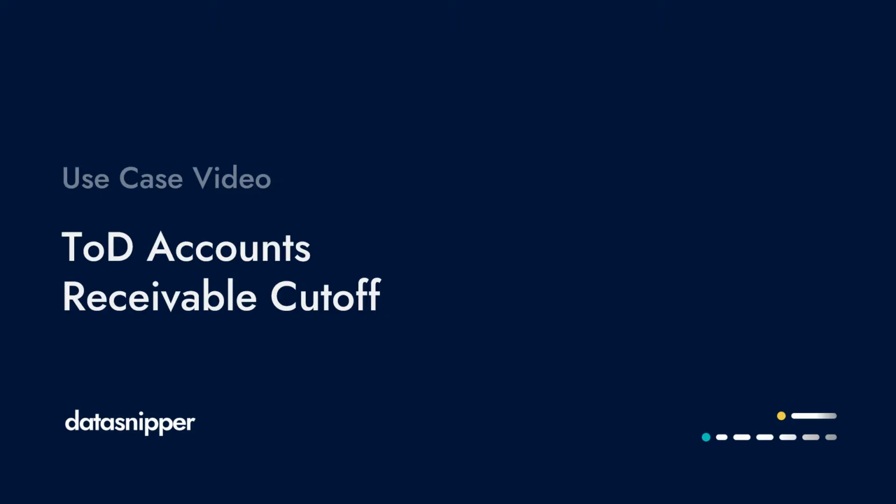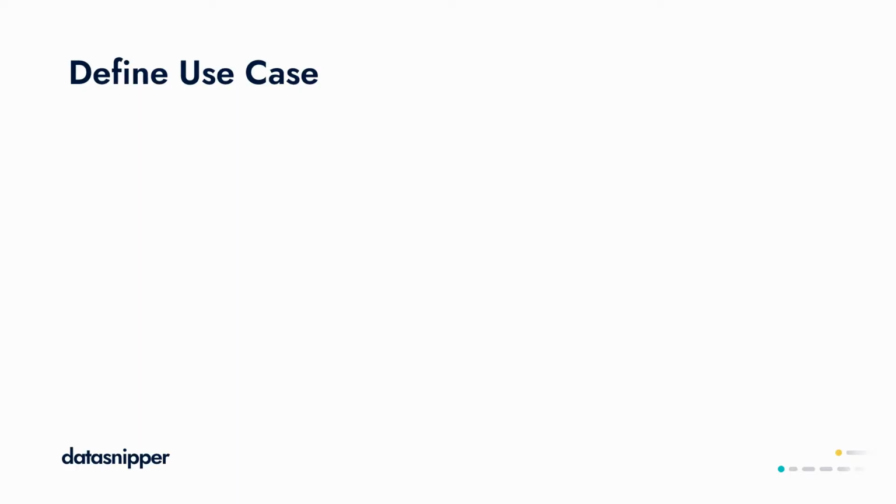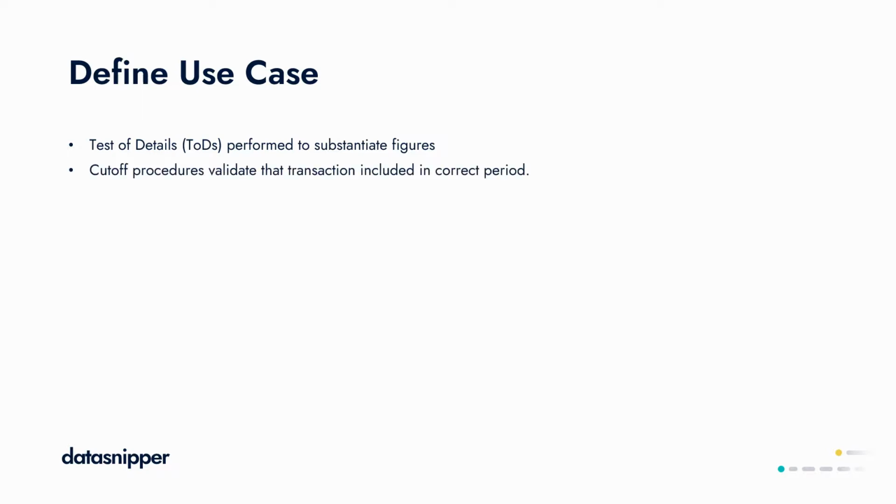To define the use case, cutoff testing is usually performed in order to validate that a transaction was included in the correct period as at the balance sheet date. In the case of receivables, we'll be checking that the invoices and goods delivery notes align with the date of payment. Receivables which were paid after the year end should be included, and those which were paid before the year end should not be included, as this is double counting both the cash received and the receivable asset.